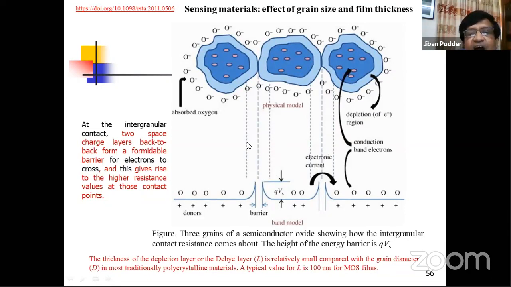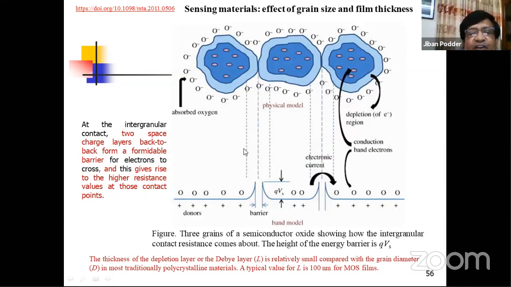And the depletion, how? This is the size of the particle, D. And the normal depletion layer, or the Debye layer, we say this is L. L means in between the neighbor, the charge electron. So this is the back to back. When they come, a repulsive force comes and it produces the resistivity, and due to this it gives rise to high resistance values at these contact points.